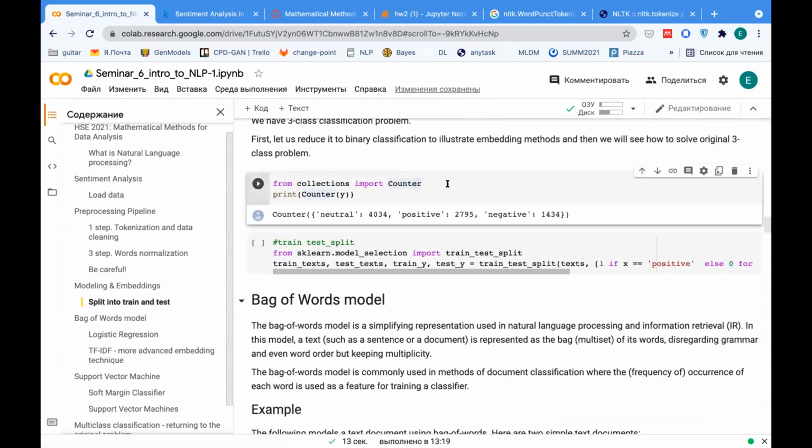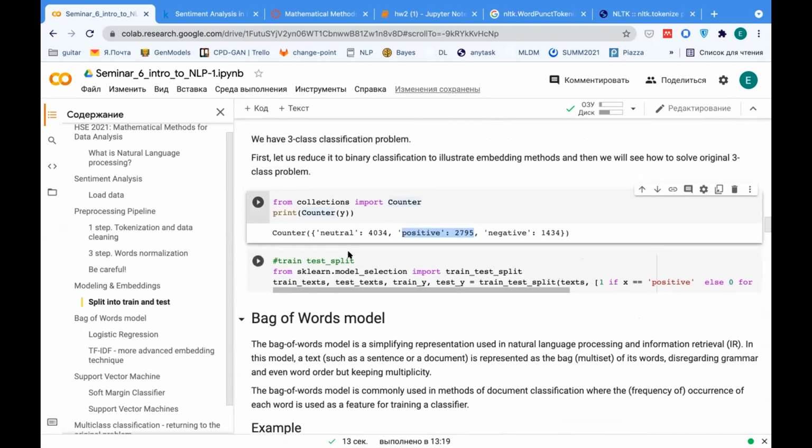Oh, okay. You can see. We said that we have positive sentiments in the positive class, and the other two are in the negative class, I guess. So we can clearly see that it's an unbalanced problem.